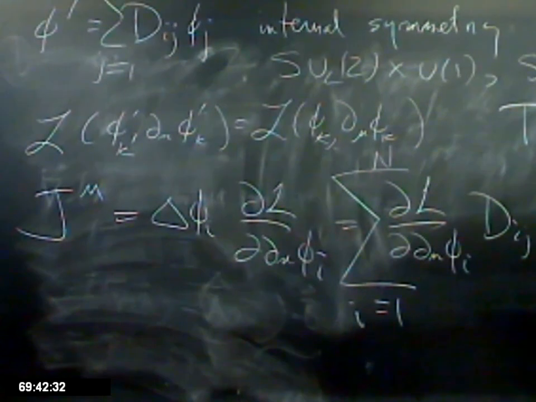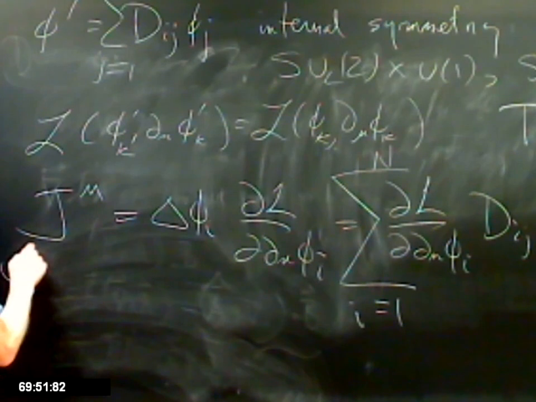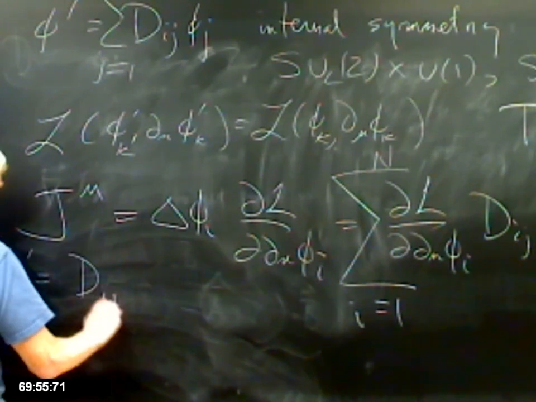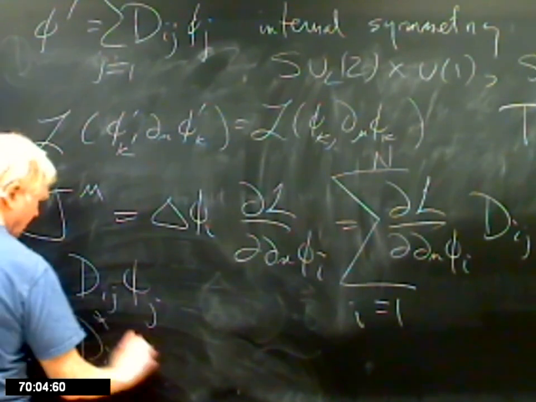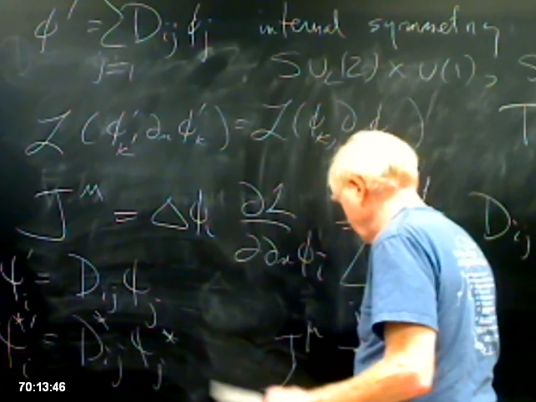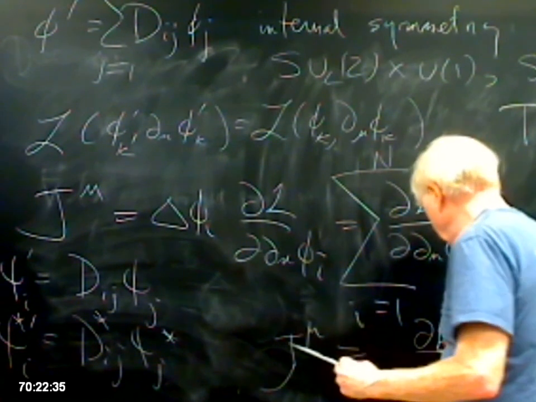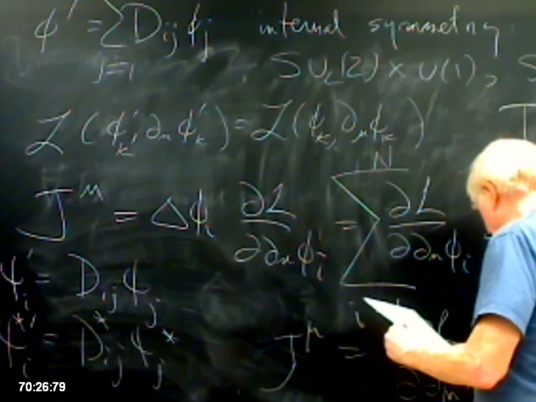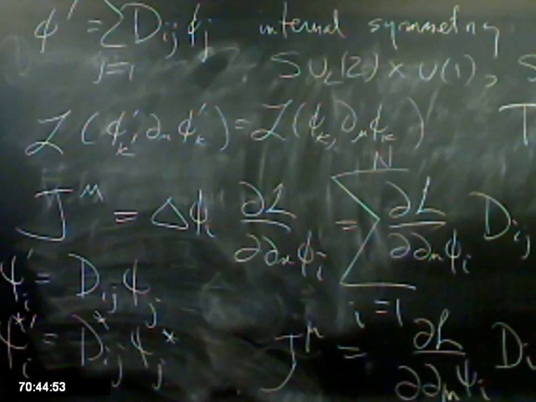On the other hand, the easier way to deal with it, if you really do have complex fields, is to say phi I prime is d I j phi j. And so these now are complex fields, psi. And psi I star prime is d I j star psi j star. Here I'm summing over the repeated index. And then J mu is equal to partial L partial d mu psi I, d I j psi j, plus partial L partial d mu psi I star, d I j star psi j star. So that's the conserved current in that case.